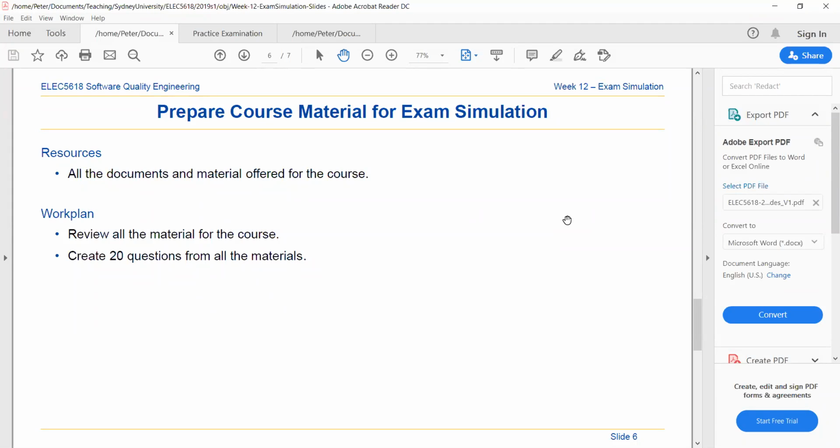For the resources for this exam simulation and also your final exam, please take notes. Review all the materials for this course. Go through all the materials we have provided. These materials are very sufficient for you to answer all the questions in the exam, and also to work on any real-world project in the industry regarding software testing. As you're reading them, create about 20 questions from all the materials, 10 of which will be multiple choice questions.